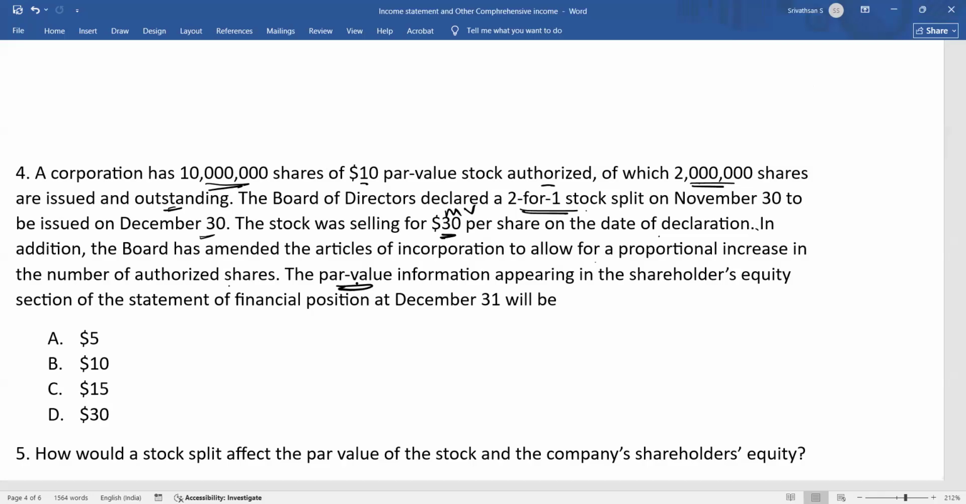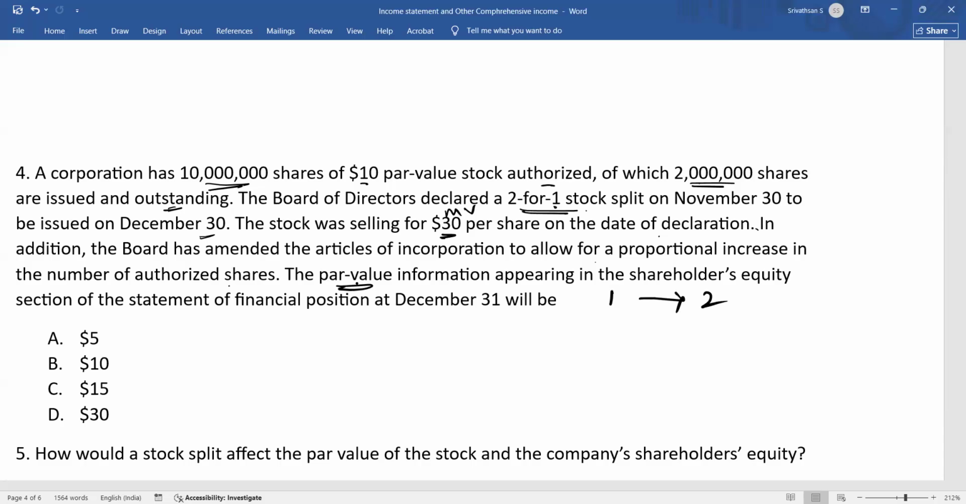So in case of a stock split, the first point that we need to understand is there is no journal entry for a stock split. We are not going to pass any journal entry for a stock split. Then how does the stock split work? Listen, the board of directors declared a 2-for-1 stock split. What does it mean? It means that for every 1 share held, the company is going to give 2 shares to the shareholders. If you are holding 1 share, the company will give you 2 shares.